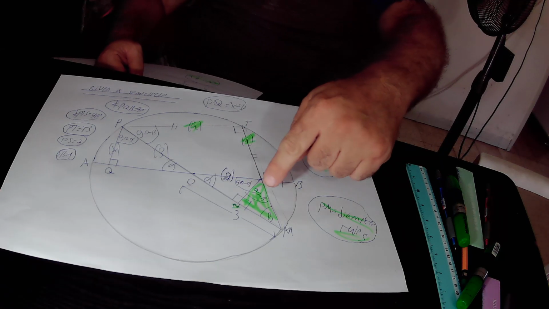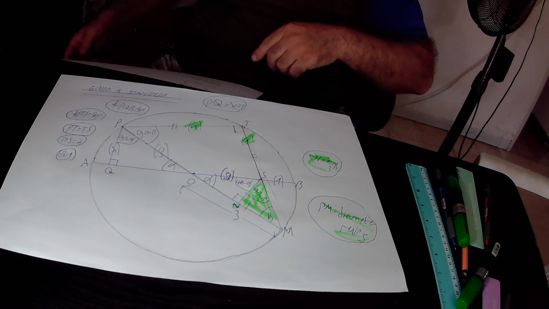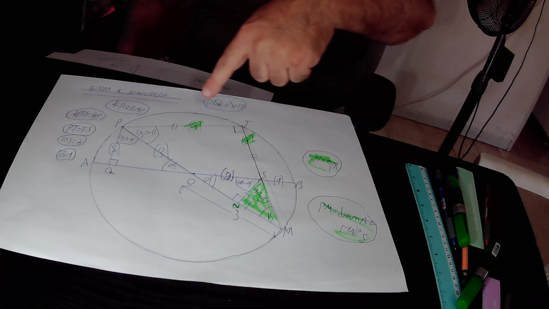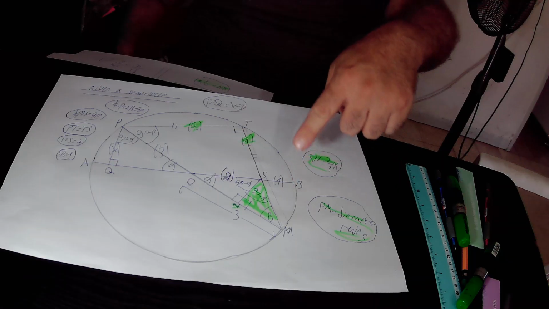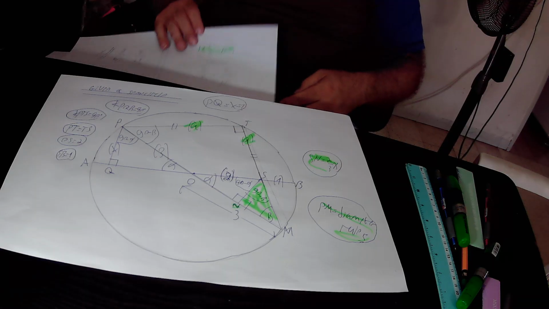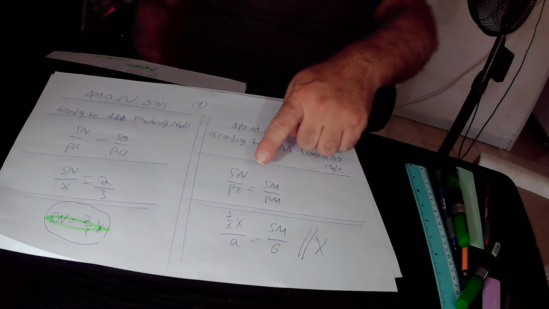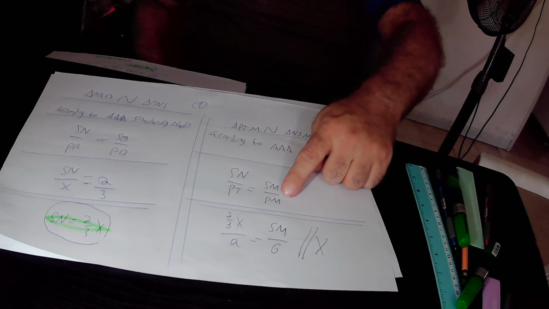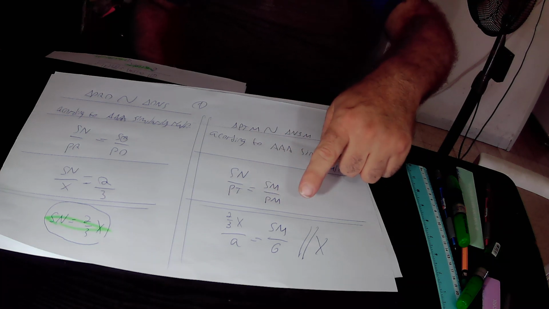Side SN of the green triangle over side PT of the big right triangle PTM is equal to side SM of the green triangle over side PM of the big right triangle PTM. Again, SN over PT equals SM over PM. SN is 2/3 x, PT is a, SM is the missing side, so we leave it as it is, and PM is the diameter of the circle, that is 6. So in total, 2/3 x over a equals SM over 6.